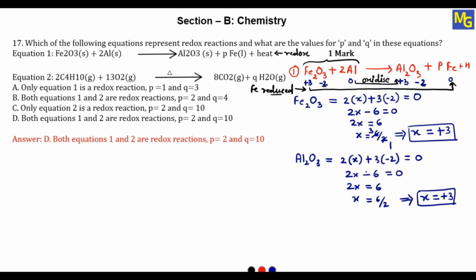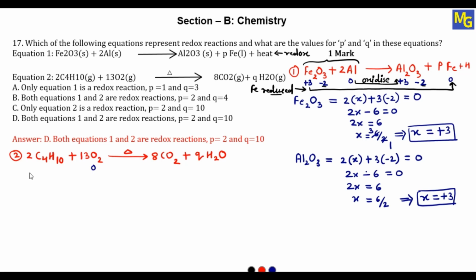Now we will see equation 2 and then we will go for balancing. So I'll write equation 2 here. Equation 2 is 2C4H10 plus 13O2, which undergoes combustion, gives 8CO2 plus, we have to find out, H2O. So this is the reaction. Now again in this we will find out the oxidation states of all. Here, if you see oxygen, it is in the pure state, so 0.